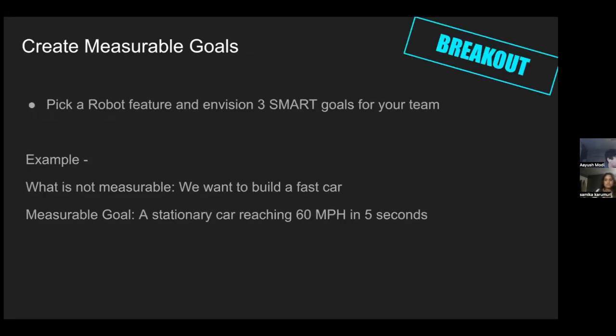So in this next slide, we want you guys to quickly, in your breakout rooms, which you'll be put into, pick a robot feature and envision three SMART goals for your team. So a feature could be the drivetrain or an arm or anything that we've built in the past years. And so again, the example of what is not measurable: we want to build a fast car. And a measurable goal would be a stationary car reaching 60 miles per hour in 5 seconds. So this breakout would be 4 plus 1. So again, you'll see that 1 minute countdown, but you don't have to come back right away when you see that.